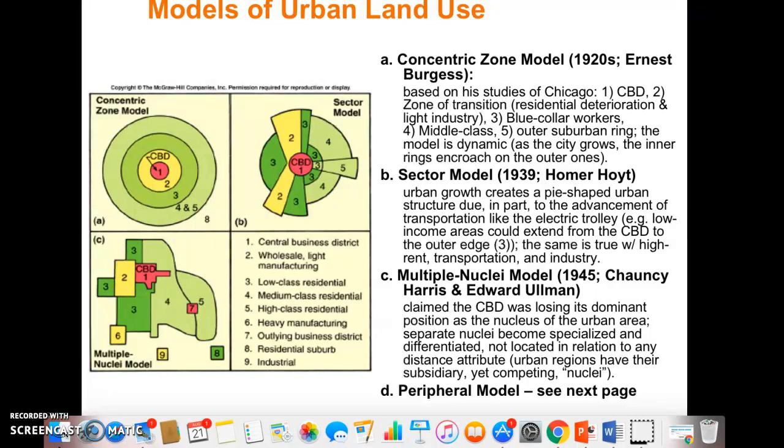And then outside you'll have the zone of transition, which is an area where there's light industry. So light factories, we're not talking about steel mills, but maybe food, butcher shops, meat processing plants, paper factories. Light industry, nothing super crazy like a steel plant. And an area of residential deterioration, which is homes that are kind of falling into disrepair. So this is going to be an area where maybe more lower income people live. And then in the third area, blue collar workers. And the fourth and the fifth area, middle class and the people with more wealth.